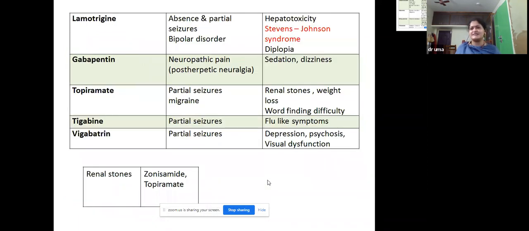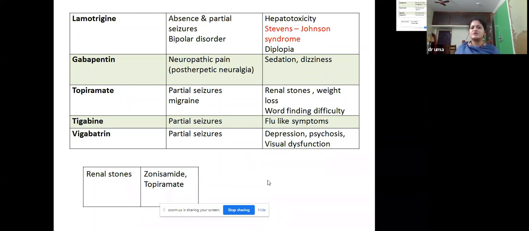Lamotrigine: the main dose-limiting adverse effect of lamotrigine is rash. Once rash occurs, you have to withdraw the drug. Most commonly asked question also: which anti-epileptic drug produces rashes? Lamotrigine. Gabapentin is used in neuropathic pain, that is in post-herpetic neuralgia. It causes sedation and dizziness. And topiramate, vigabatrin, tiagabine are also used in partial seizures.